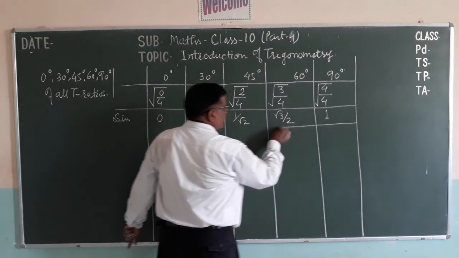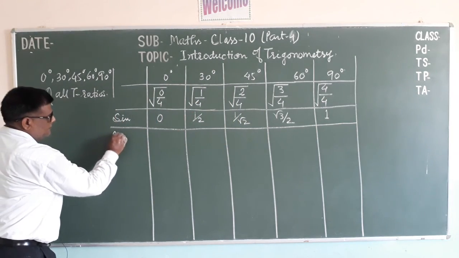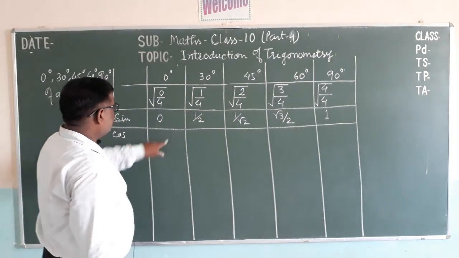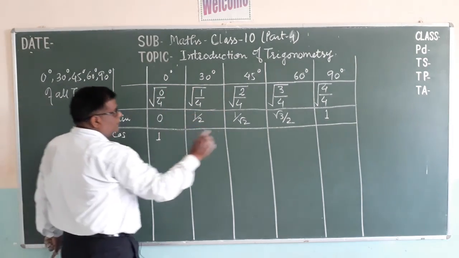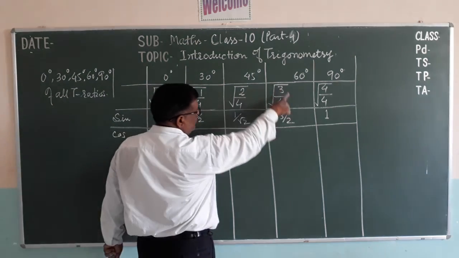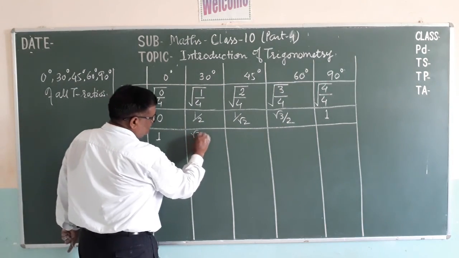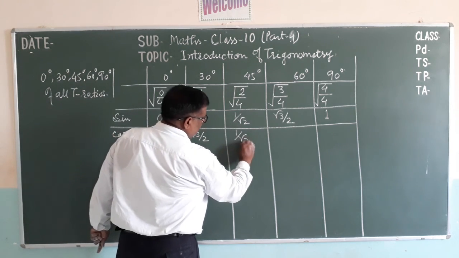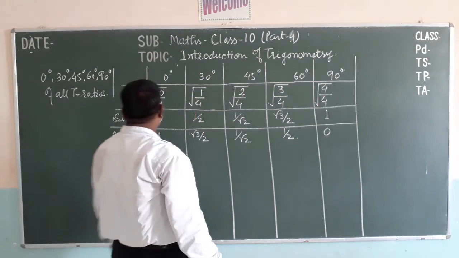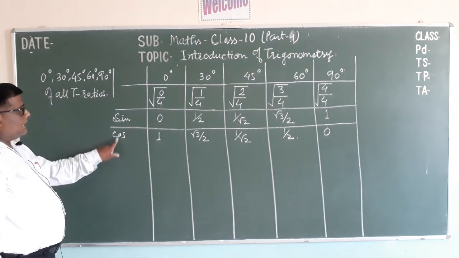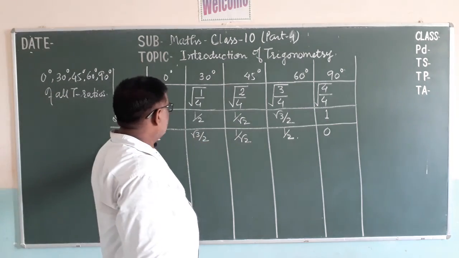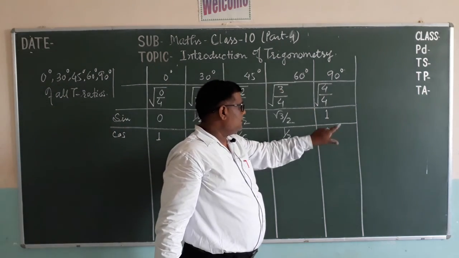Again, in the case of cos, we write the same values from the right side in reverse order: sin 90 is 1, that is cos 0, then root 3 by 2, and so on, ending with 0. So this is the value of cos 0 degree, 1, cos 30 degree, root 3 by 2, cos 45 degree, 1 by root 2, cos 60 degree, 1 by 2 and cos 90 degree, 0.